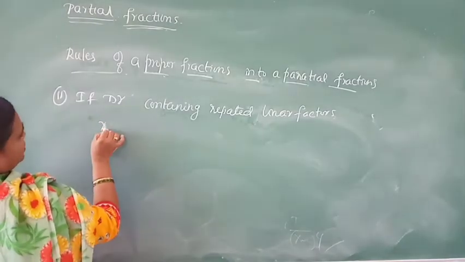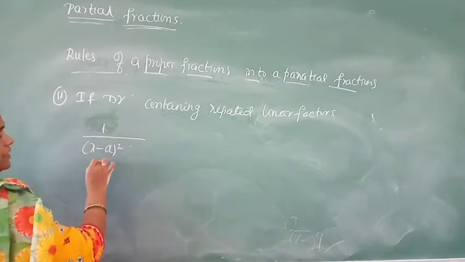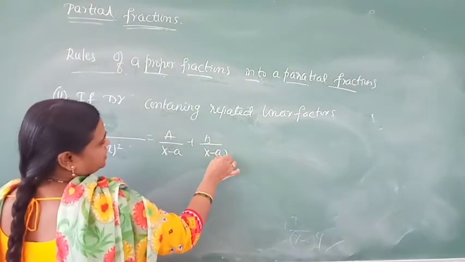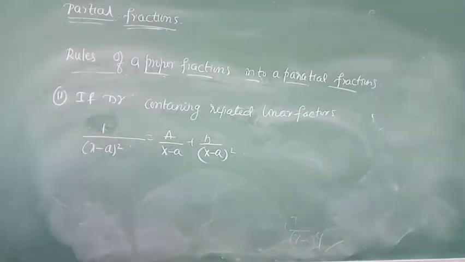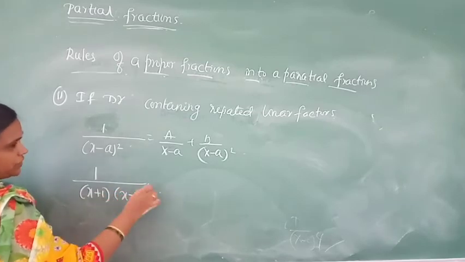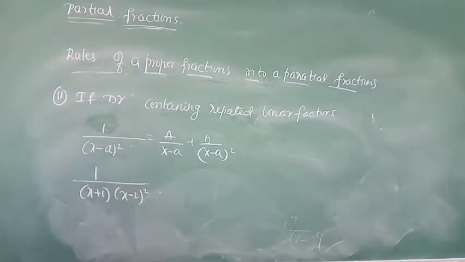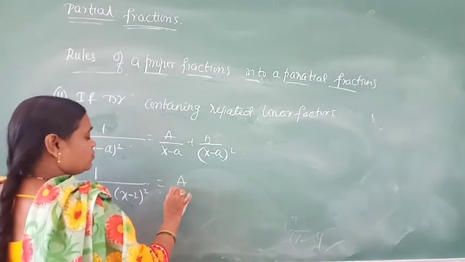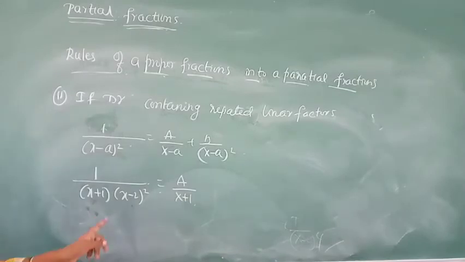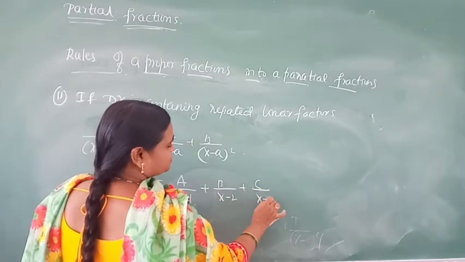For example, if I take 1 divided by (x minus a) the whole square, a repeated linear factor, this can be written as a by (x minus a) plus b by (x minus a) square. Another one I will take: 1 divided by (x plus 1)(x minus 2) the whole square. This means one root is repeated, another one is different. We can write this as a by (x plus 1). It is 3 roots. Then the remaining we can write as b by (x minus 2), c by (x minus 2) square.